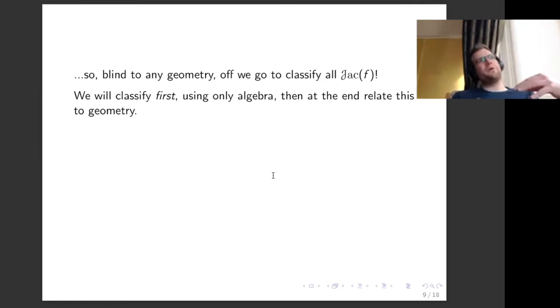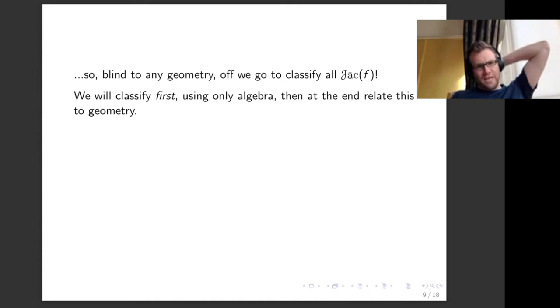So what we're going to do from here on in, for the next little bit, is completely ignore the geometry. Blind to any geometry, we're going to go off on our merry algebraic way and try to classify the possible Jacobi algebras. We're going to try to do that first using only algebra, and then at the end we're going to relate this to geometry and get some consequences out.